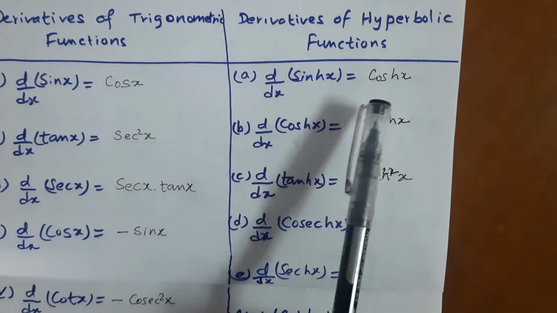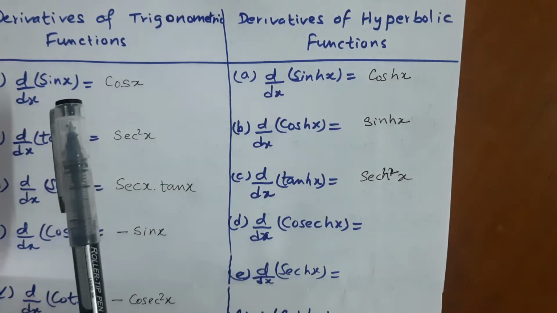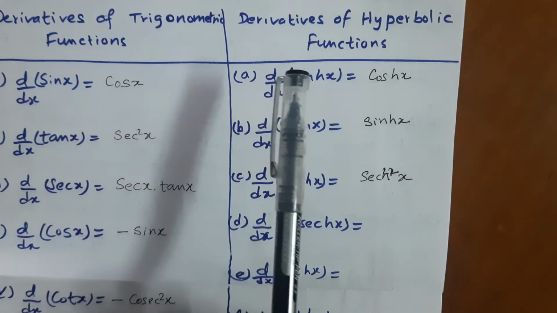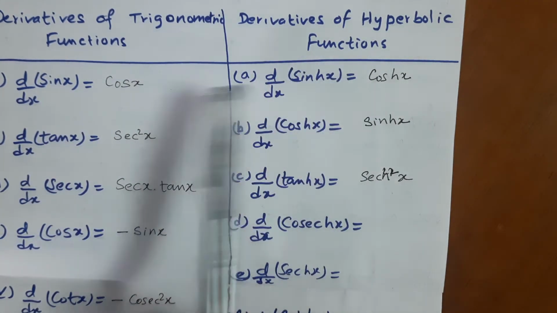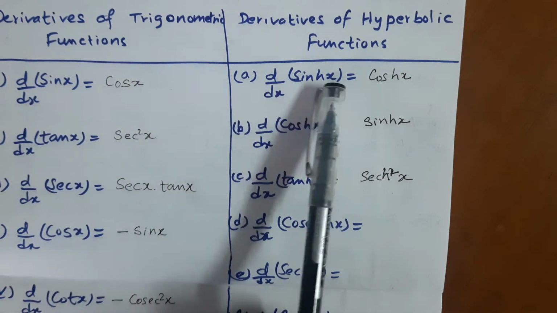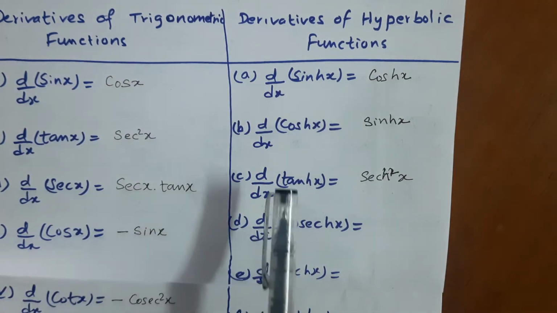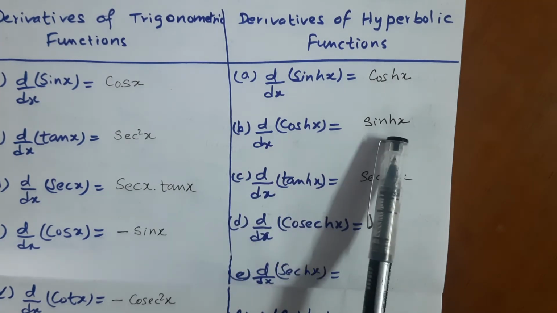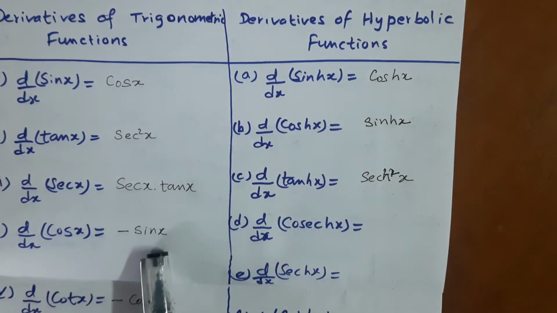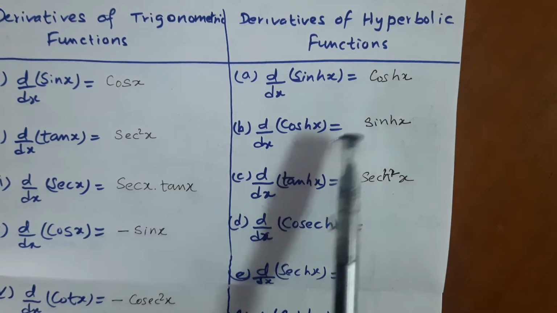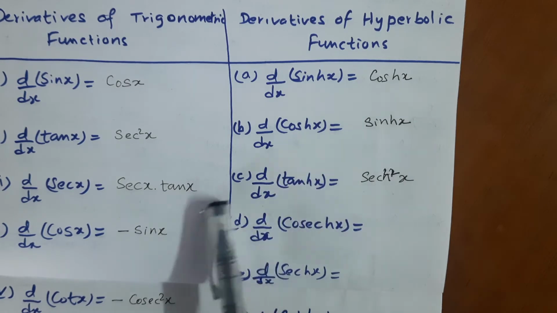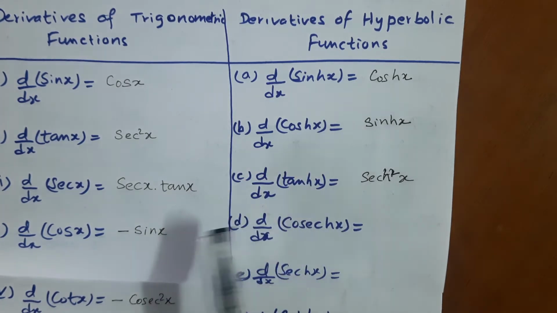cos hyperbolic x. So if you just remember the formula of the derivative of trigonometrical functions, it's not difficult to remember the derivative of hyperbolic functions. Okay, only hyperbolic is different, otherwise the pattern is same. And the derivative of cos x here is minus sine x. Okay, but here it is opposite in sign. The sign matter I will discuss later also, but the pattern is same.